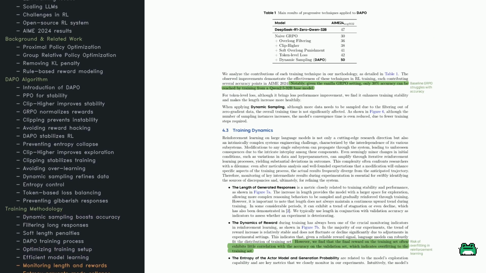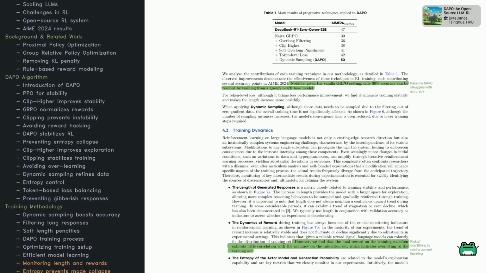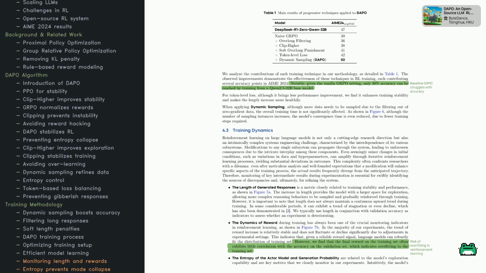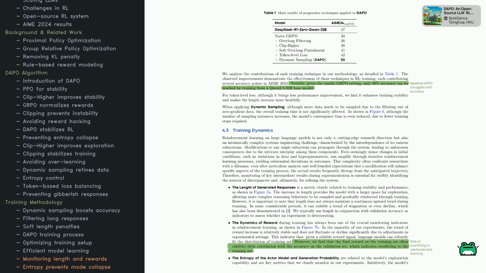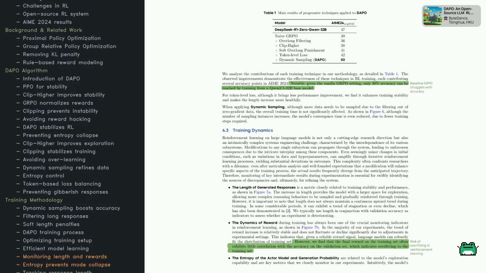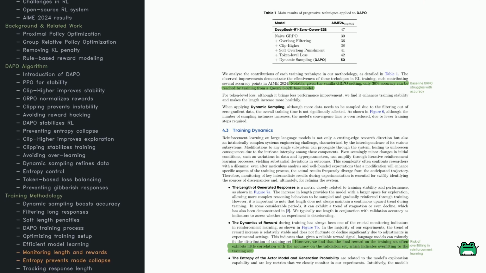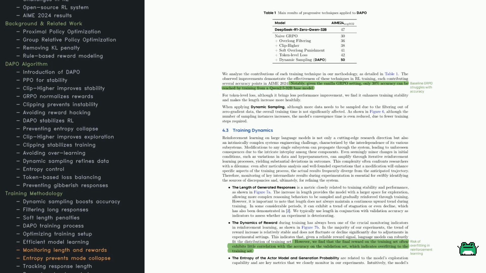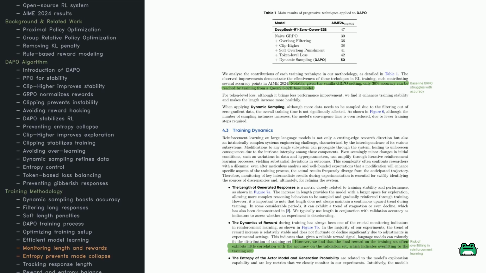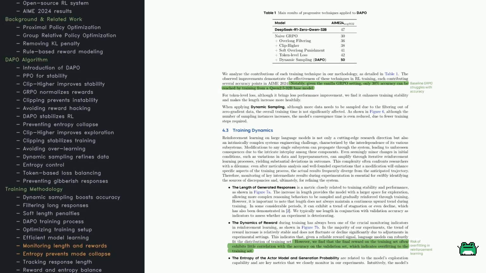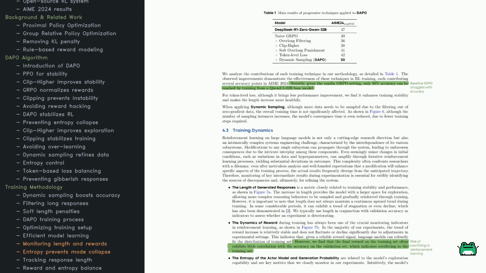How much do these tweaks help? Look at Table 1 here. It breaks down how each technique raises the model's accuracy. Start with vanilla Group Relative Policy Optimization, GRPO, and you get 30%. Not great. Overlong filtering helps by making training more stable. Clip-higher prevents probability collapse by giving rare responses a fighting chance. Soft overlong punishment keeps the model from rambling without shutting it down too harshly.